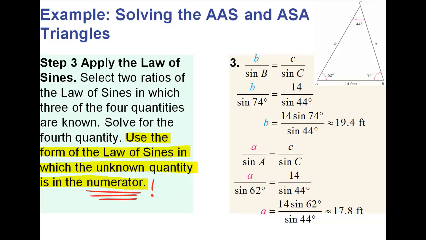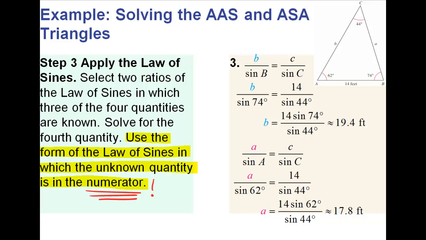Then we solve for the missing piece, right? We have all 3 of those pieces because we know what b is, we know what c is. We can find sine of 74 in our calculator, sine of 44 in our calculator. So we have 3 out of the 4 pieces. We can always solve for the missing fourth. There it is, 19.4. Now that we have that, we can go back and solve the other one.